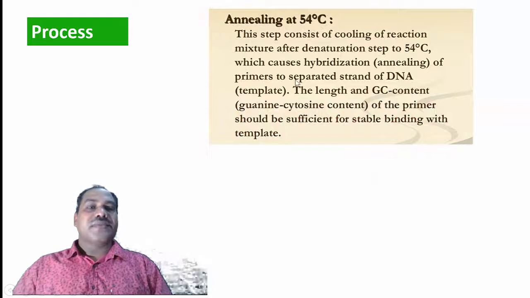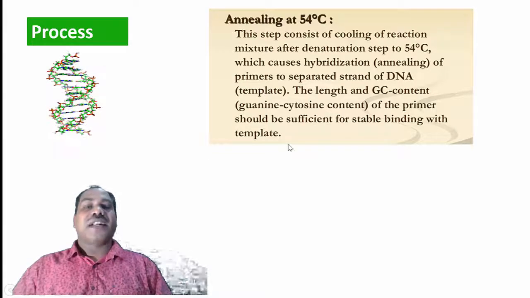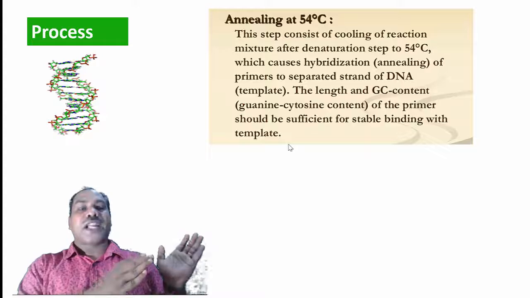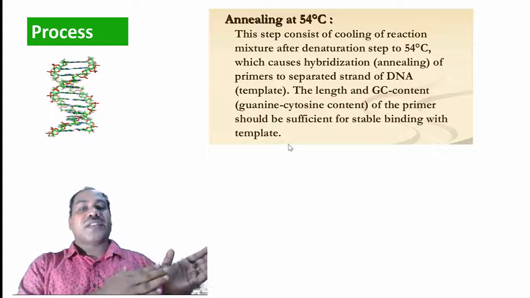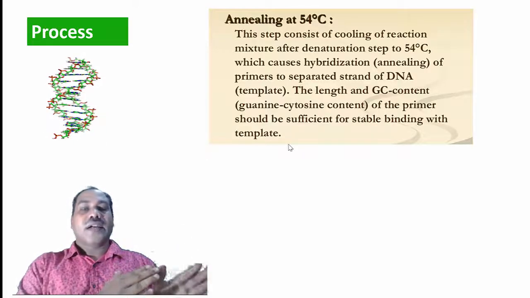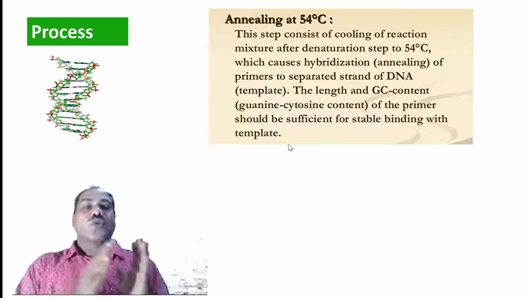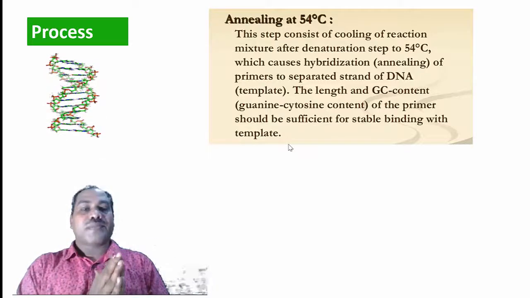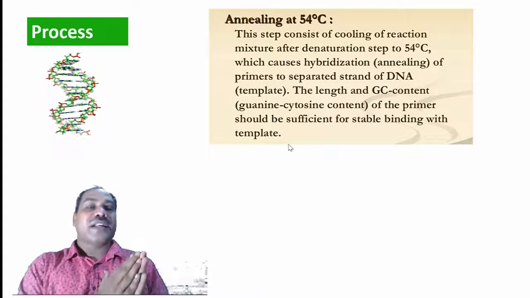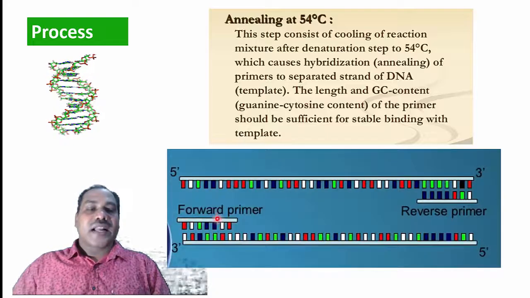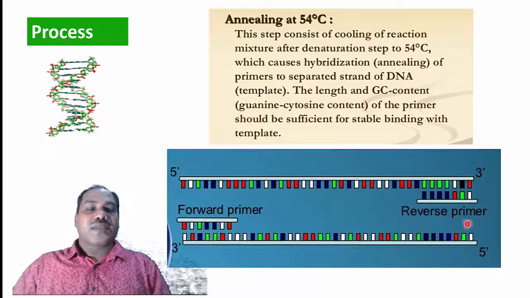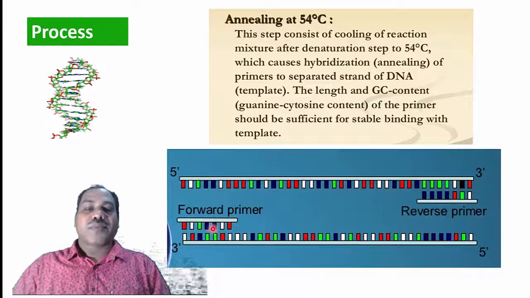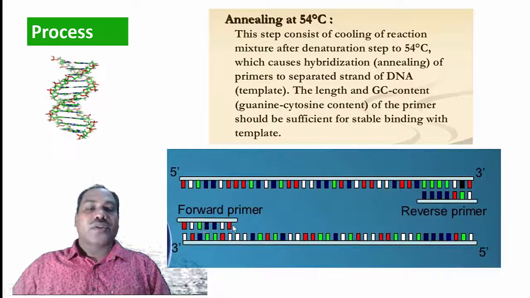Then the second step is the annealing, and this step consists of cooling the reaction mixture after the denaturation step to 54, which causes hybridization or annealing of the primer to the separated strands of the DNA, and the length and GC content, that means guanine and cytosine content, of the primer should be sufficient for stable binding to the template single-stranded DNA, and both the primers are joined. One is the forward primer, another is the reverse primer, and these are joined with hydrogen bonding.